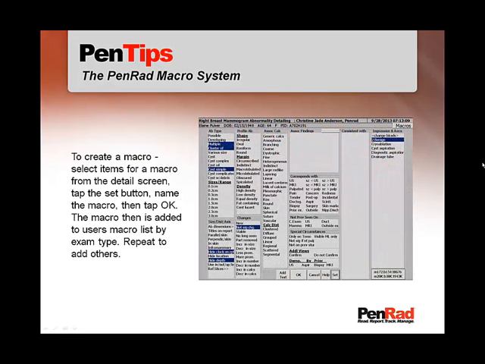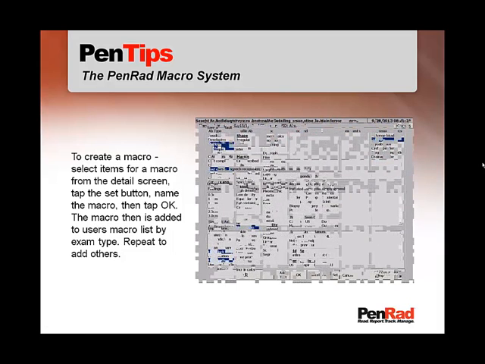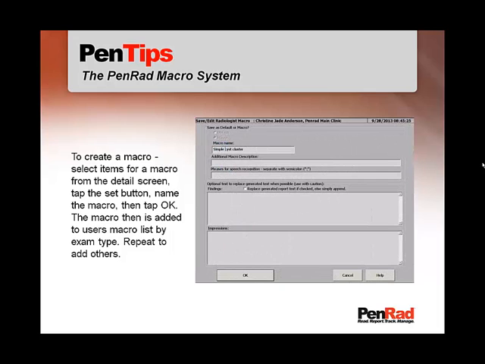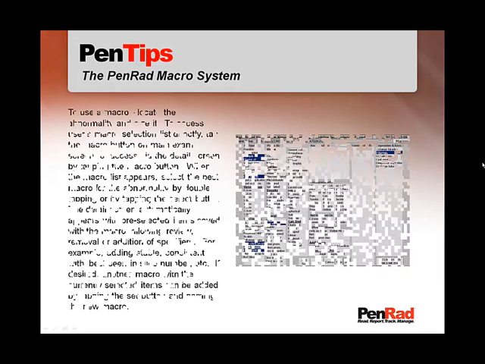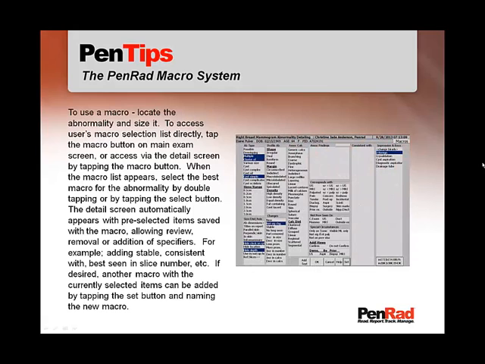To create a macro, select the items for a macro from the detail screen. Tap the Set button, name the macro, then tap OK. The macro is then added to the user's macro list by exam type. Repeat the steps to add others. To use a macro, locate the abnormality and size it.